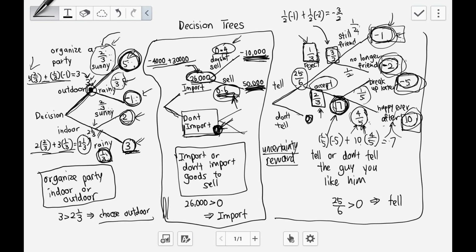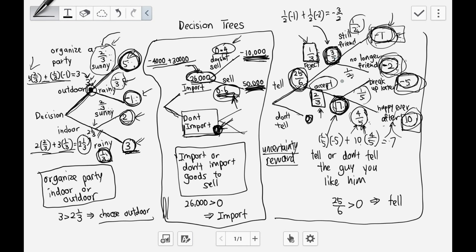Then to get this probability, I'll take half. Note we work backward from the very last node, right? So these 2 nodes, so this one is half times -1 plus half times -2. I'll get the -3/2 here. So I need these 2 first before I can work out the probability, the expected return on this decision.